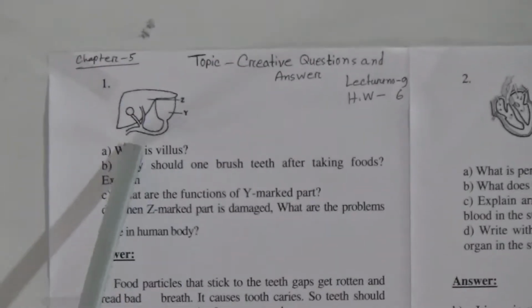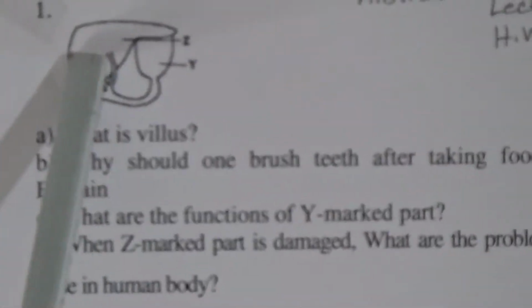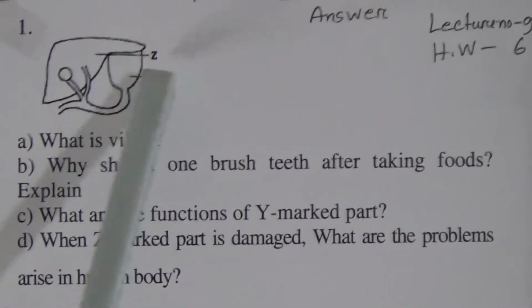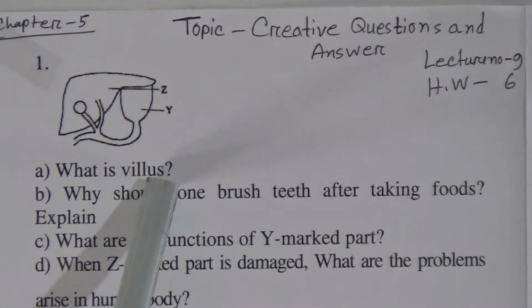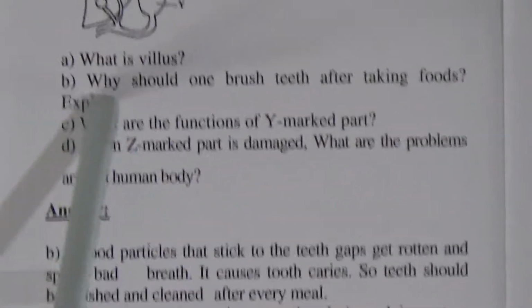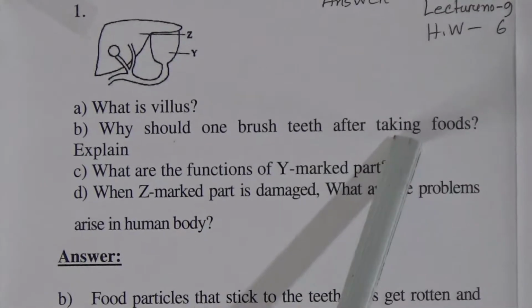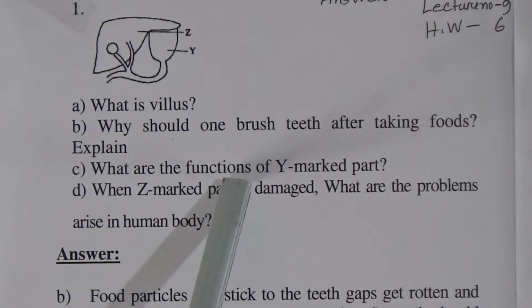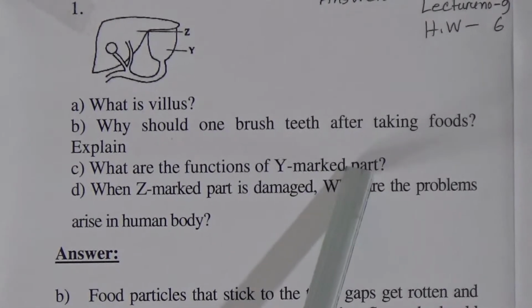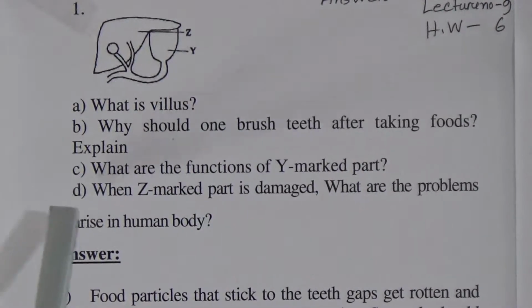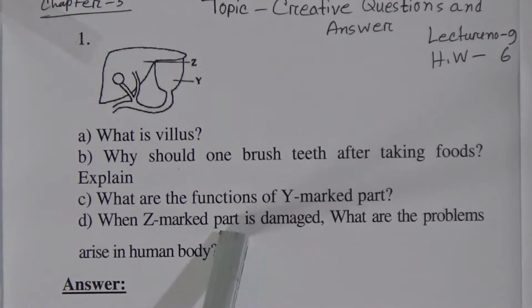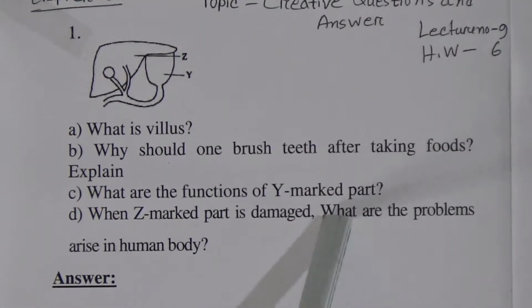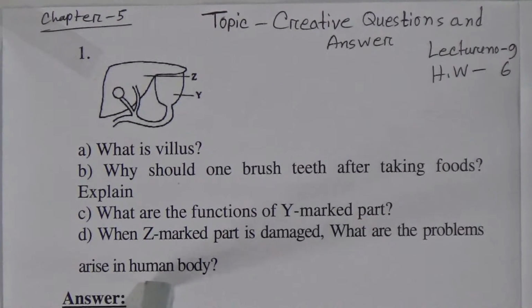At first, you can see here is a stem, here is a picture, and here is a mark Z, this one Z and this one is Y. A number question is, what is villus? B number question is, why should one brush teeth after taking foods? Explain. C number is, what are the functions of Y mark part? That means this one. And D number is, when Z mark part is damaged, what are the problems that arise in the human body?